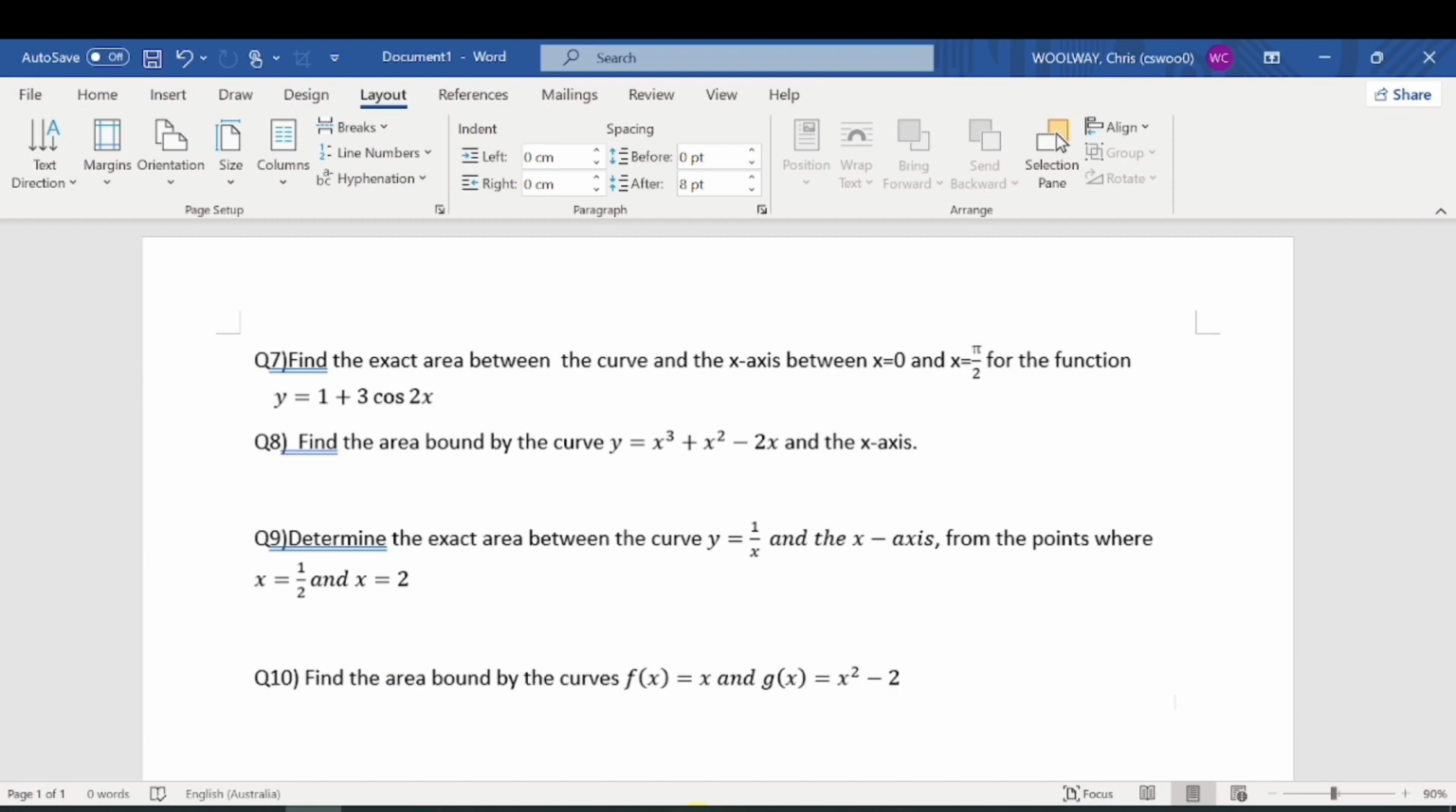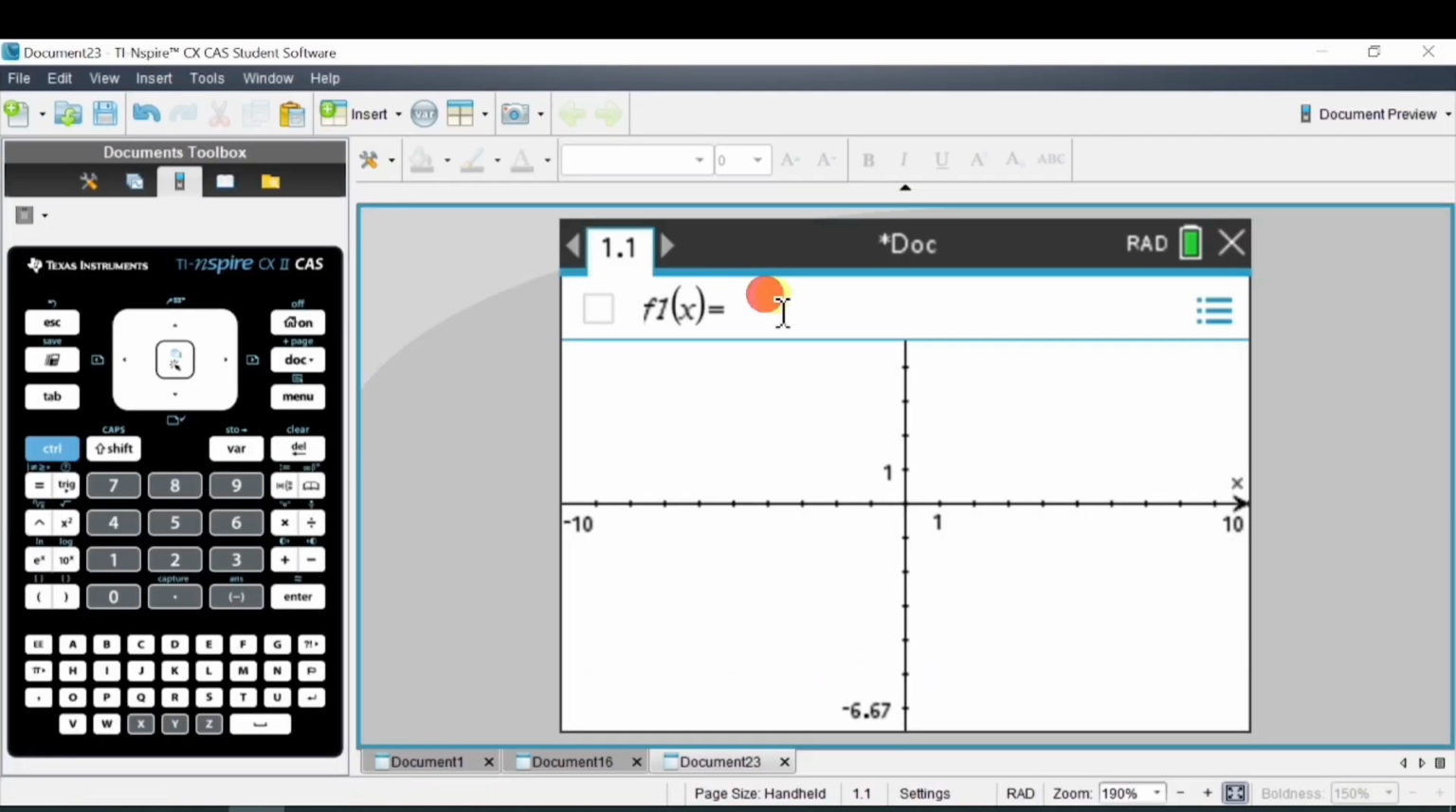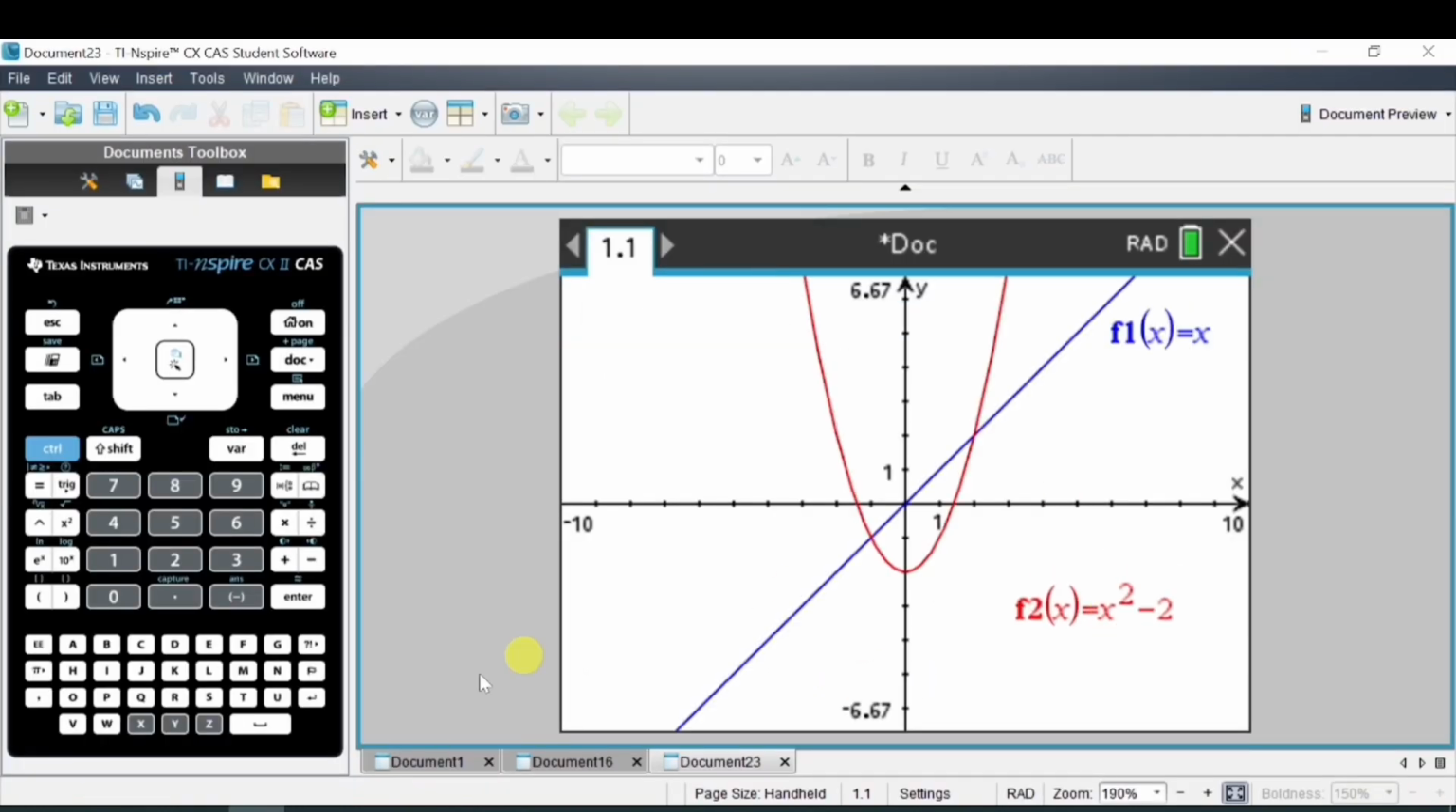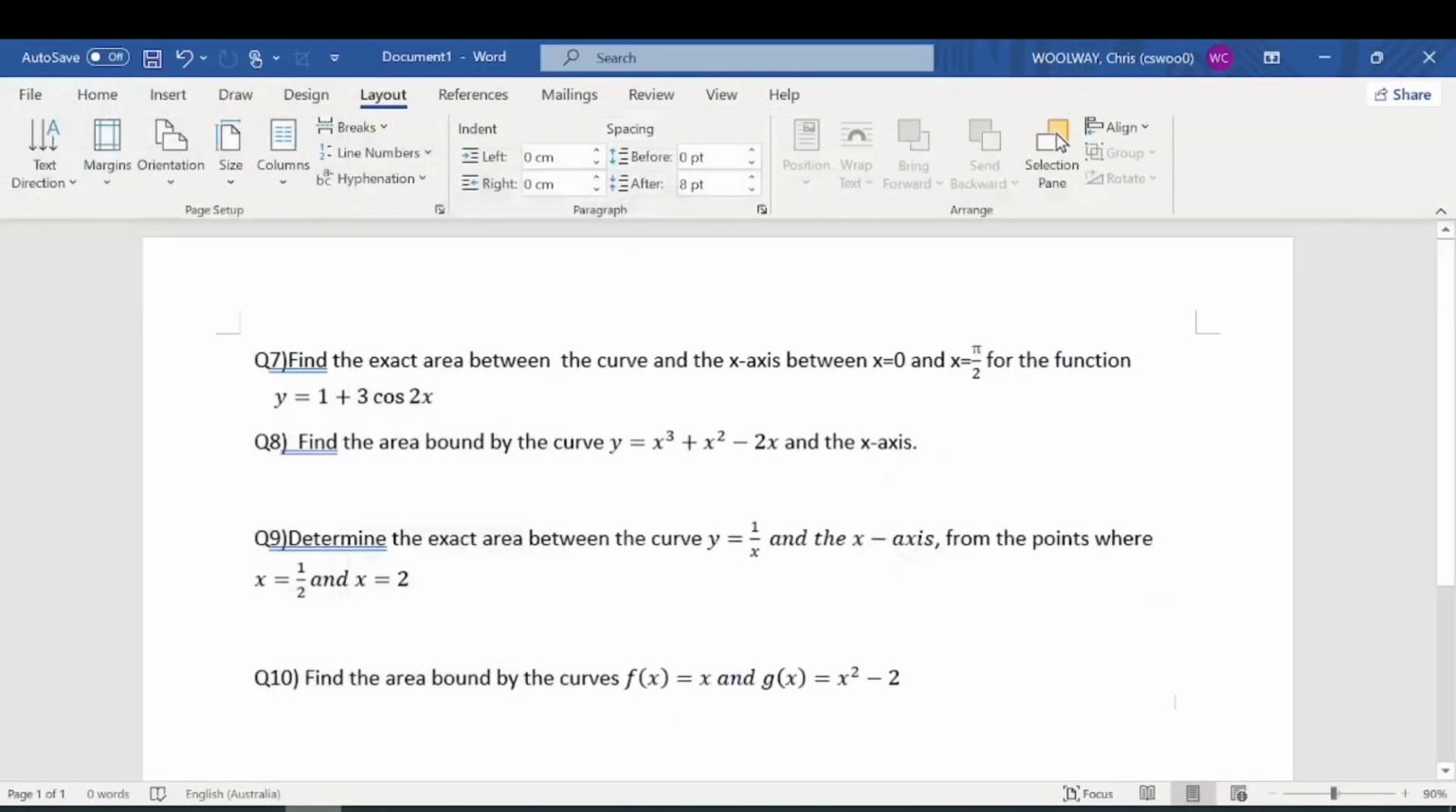Okay, so for the last part of this, now we're going to find the area bounded by the curves f of x equals x and g of x equals x squared minus 2. So first thing we're going to do is just enter those in. Okay, so if we go back to the question, we want to find the area bound by the curves. So that's the information it gives us.